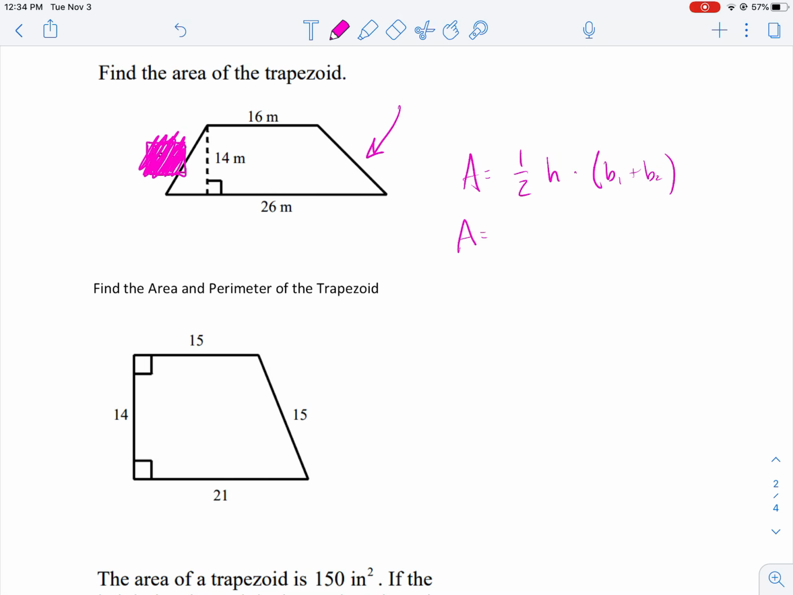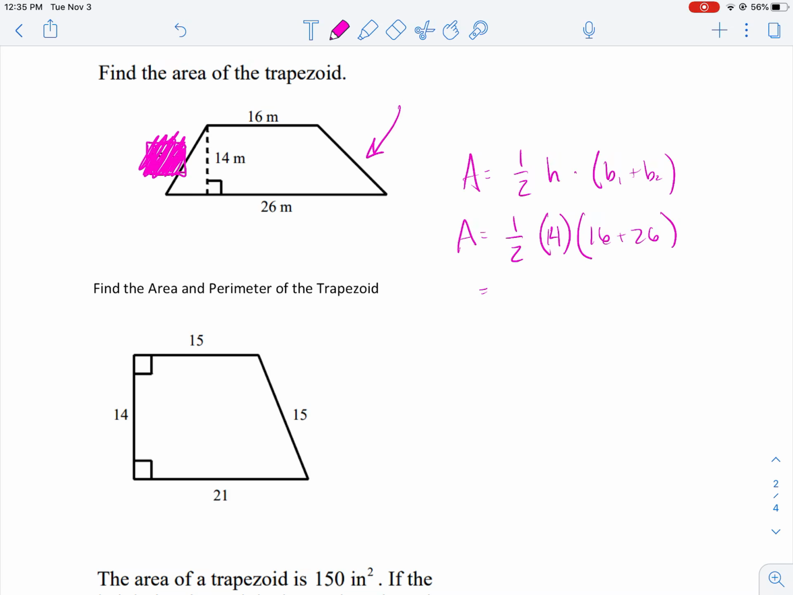Because addition is commutative, it doesn't really matter where you put B1 and B2, because they'll just add up the same. So our height is 14 times 16 plus 26. So what do we get for an answer there?